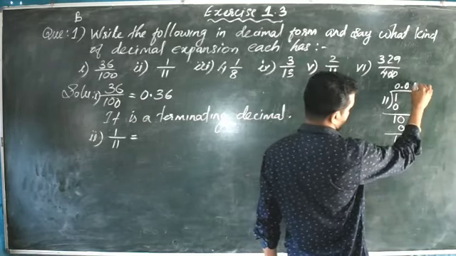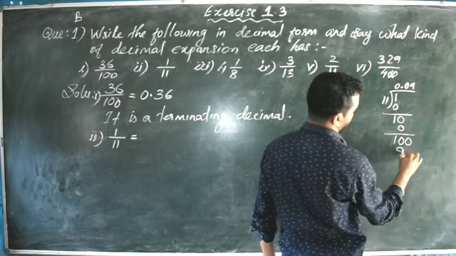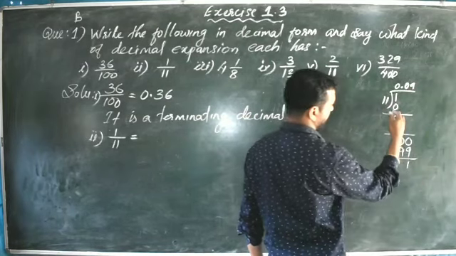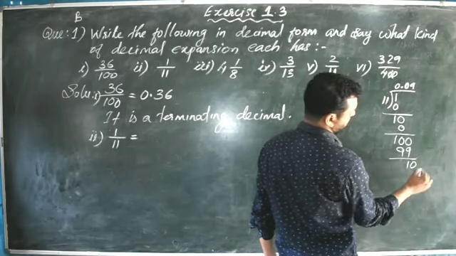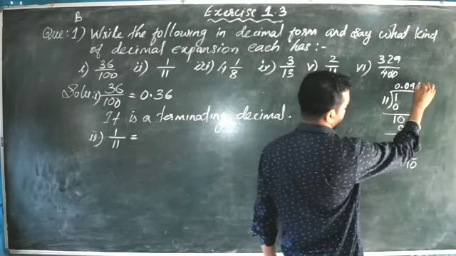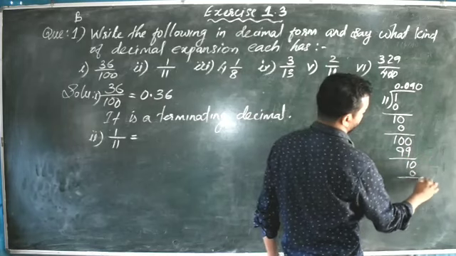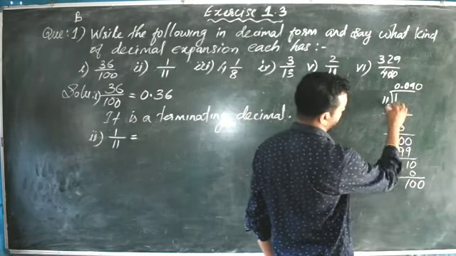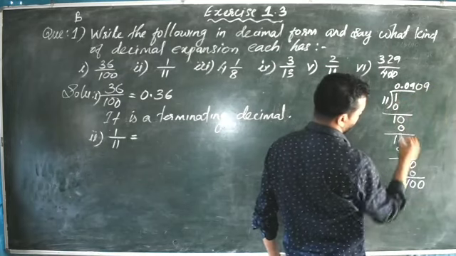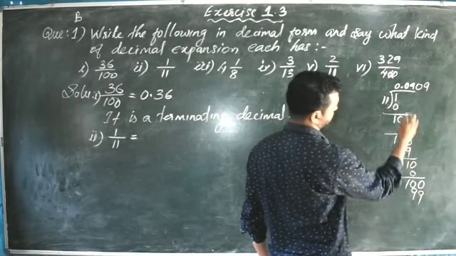So what will come as the answer? 11 into 9, 99. Remainder 1. Remainder 1 again came. Remainder 1, 0. We can put 1 0 here. Then 0 into 11, 0. Then remainder 0. Now here we can put 1 0. 100 divided by 11, 9. 9 into 11, 99.